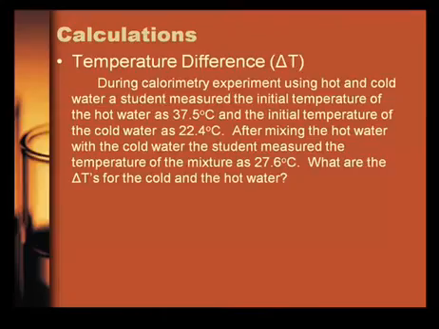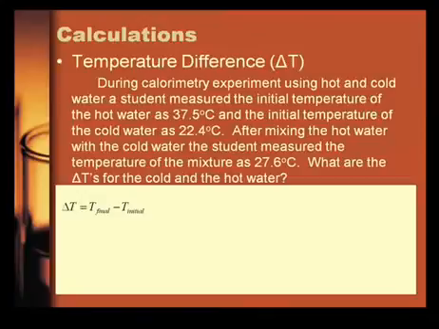So let's do some calculations. Temperature difference, delta T. During a calorimetry experiment using hot and cold water, a student measured the initial temperature of the hot water as 37.5 degrees C and the initial temperature of the cold water as 22.4 degrees C. After mixing the hot water with the cold water, the student measured the temperature of the mixture as 27.6 degrees C. What are the delta T's for the cold water and the hot water?